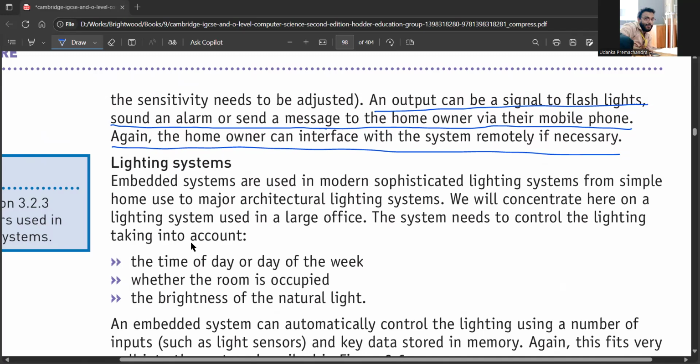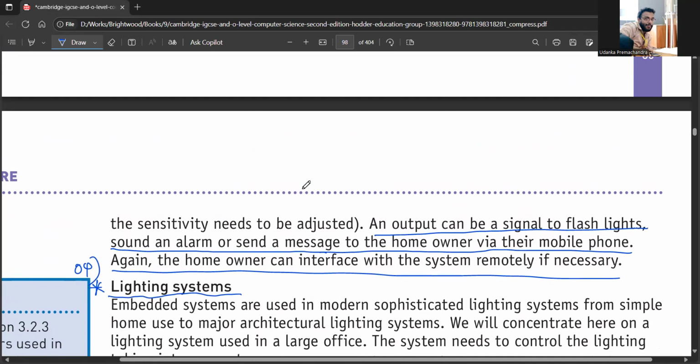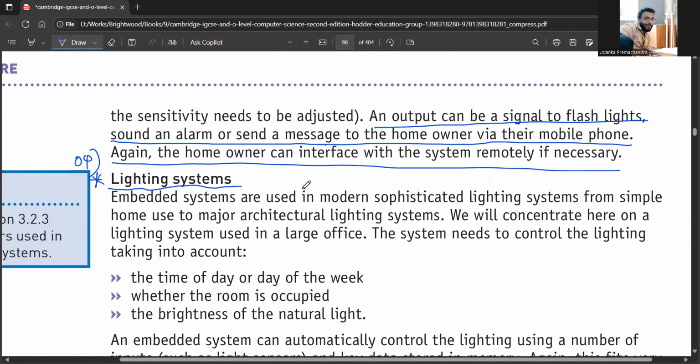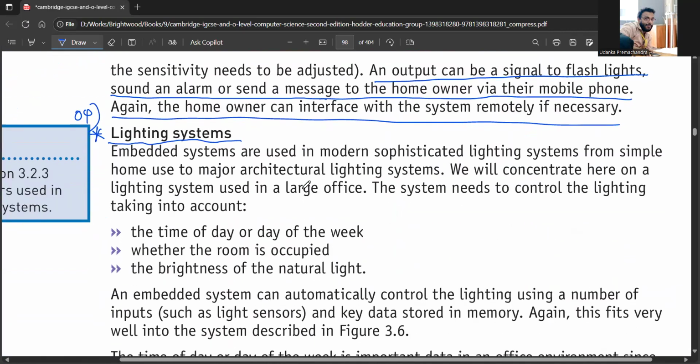So the next important part is the lighting system. Can you write it down? The fourth one is for the lighting system. Lighting system: embedded systems are used in modern sophisticated lighting systems, from simple home use to major architectural lighting systems.